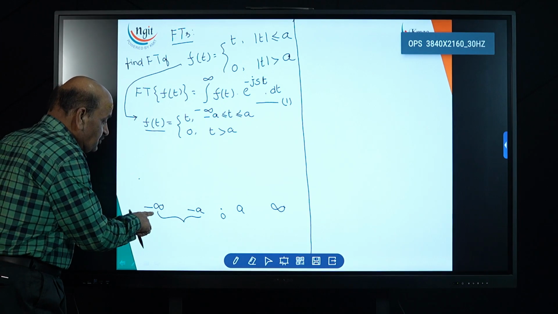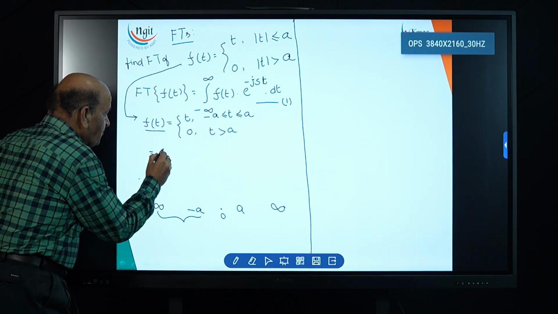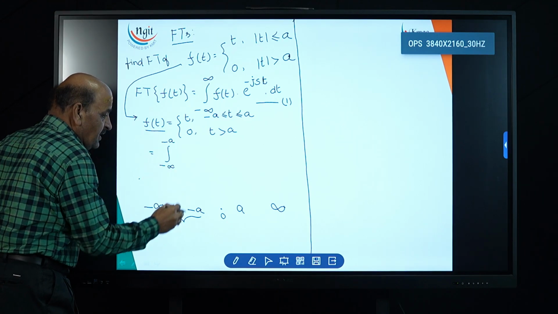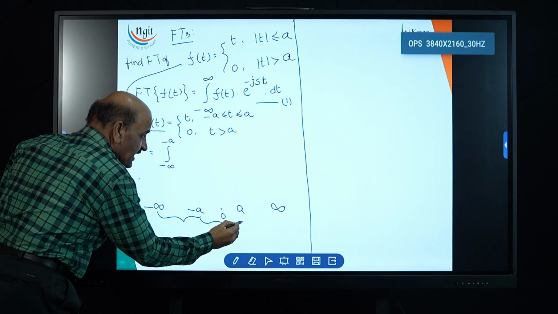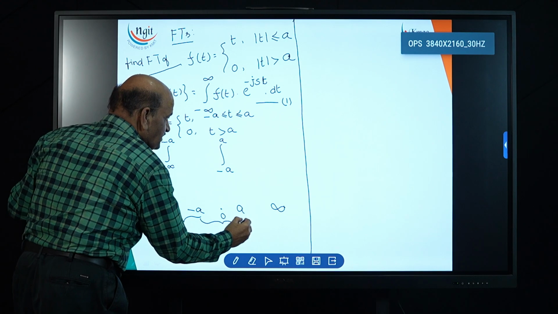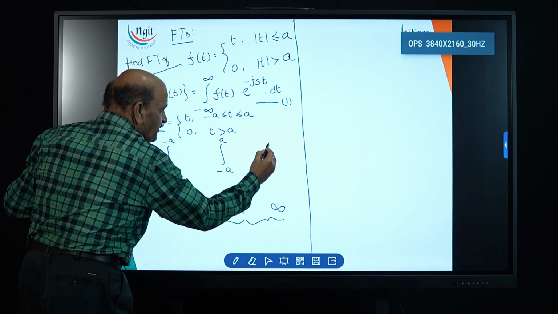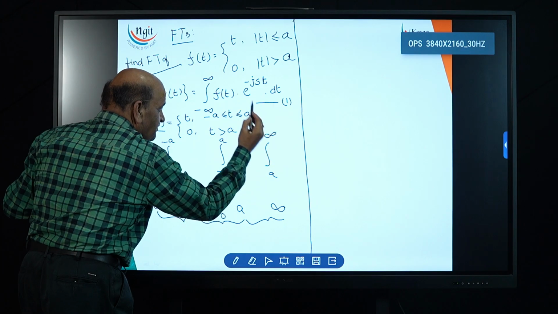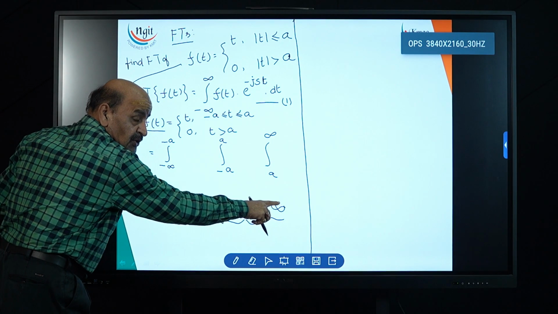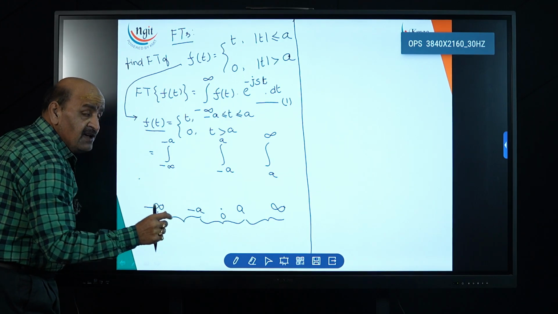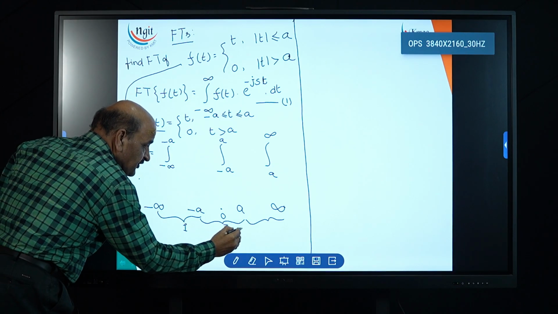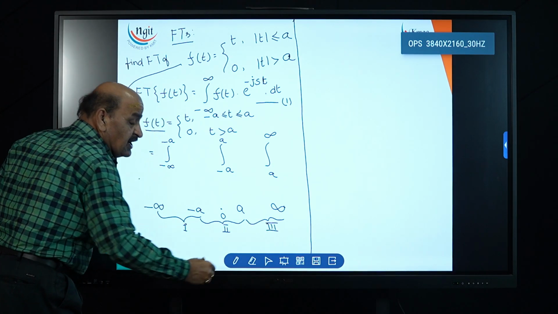Now, you have to make the first integral from minus infinity to minus a. What is the second possible integral? That is minus a to a. What is the next one? That is a to infinity. The entire limit of the integral, minus infinity to infinity, is split into three parts: this is part 1, this is part 2, this is part 3.